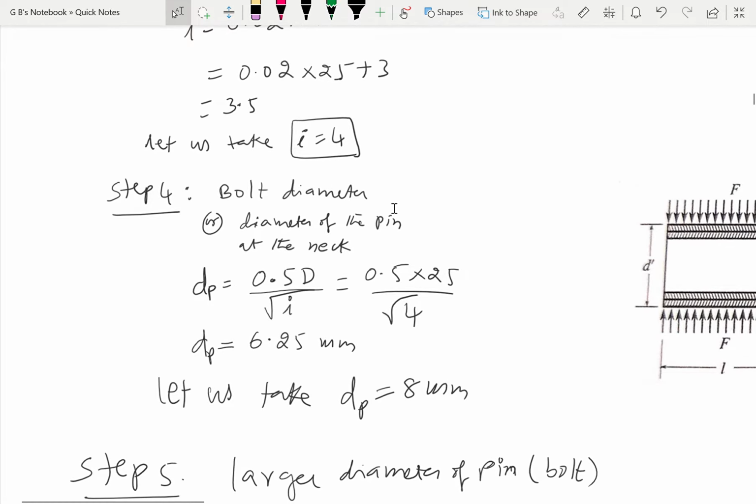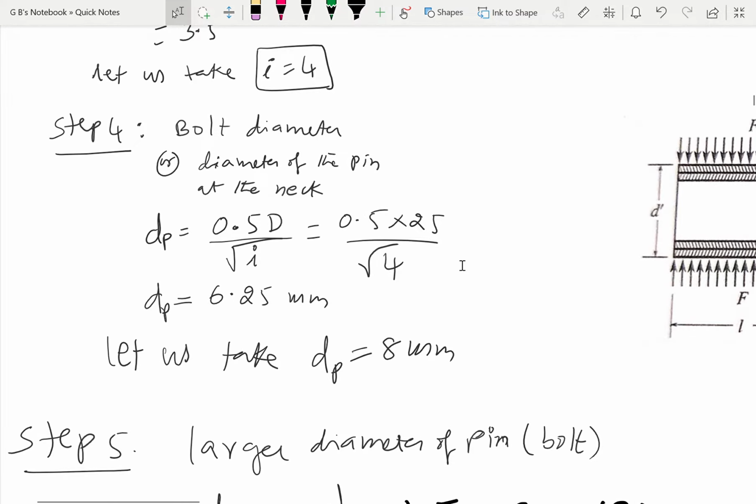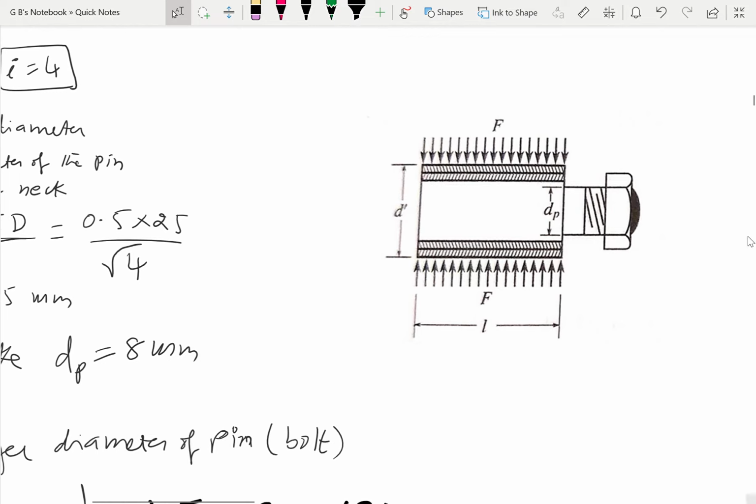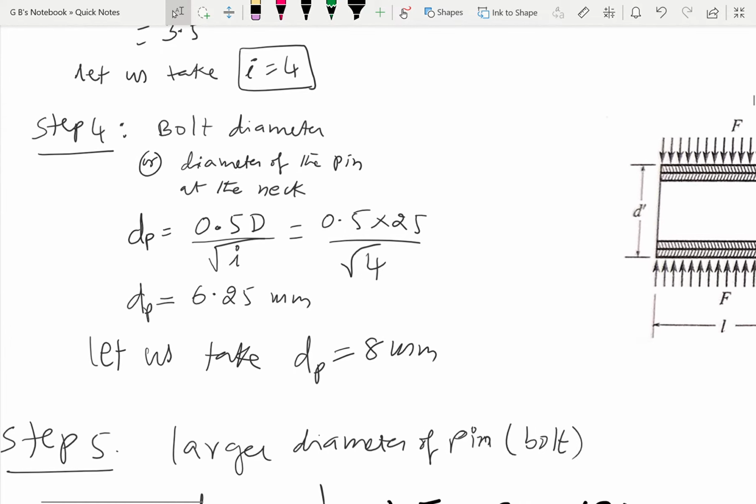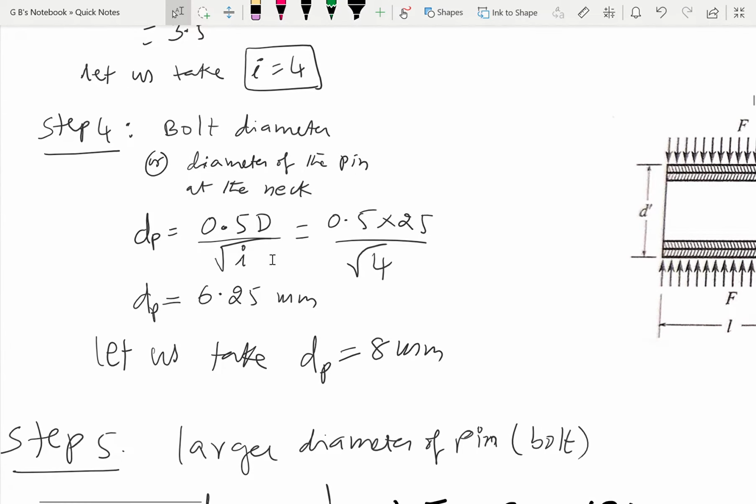Step 4. Bolt diameter or pin diameter here. That is actually the diameter of the pin at the neck, because the pin diameter varies. From here to here it is smaller, and from there to there it is larger. So here we calculate the diameter of the pin at the neck. The smaller diameter we are calculating. Diameter of the pin at the neck, dp, is 0.5 times diameter of the shaft divided by square root of number of bolts. So we get 6.25 mm. So let us take diameter of the pin as 8 mm.